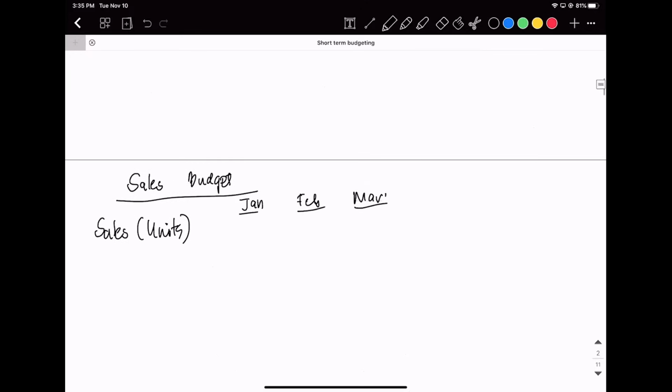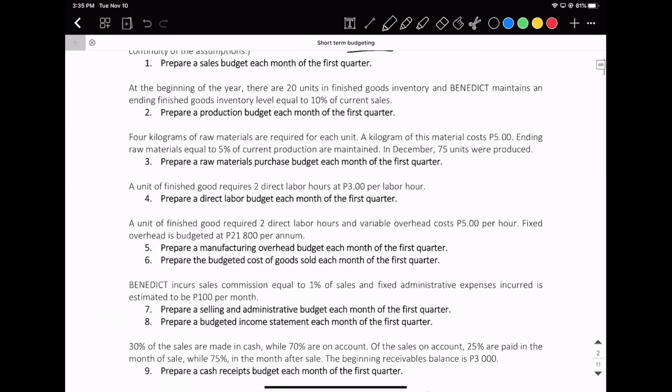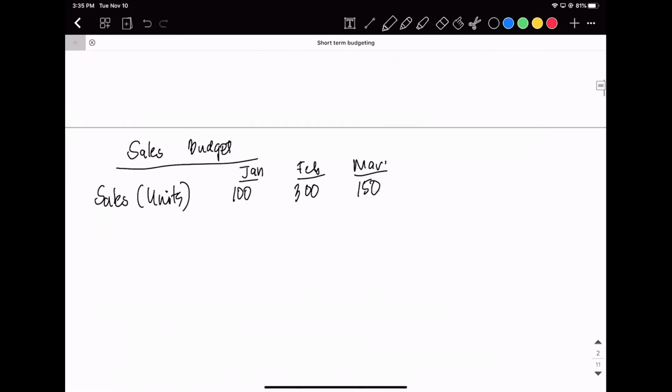So 100, 300, and 150. Tama ba ako? Okay, tama. And then, multiply this by the unit price. So magkano yung unit price natin? Okay, 50 pesos, di ba? So times 50 pesos, times 50 pesos, times 50 pesos.